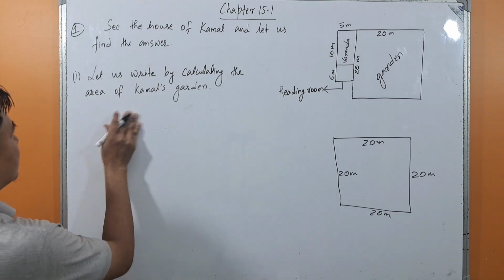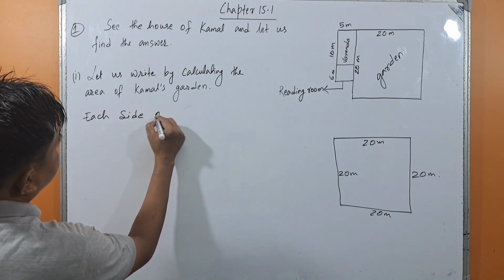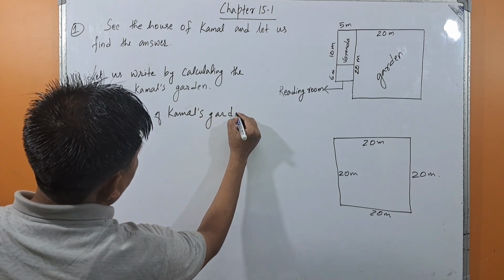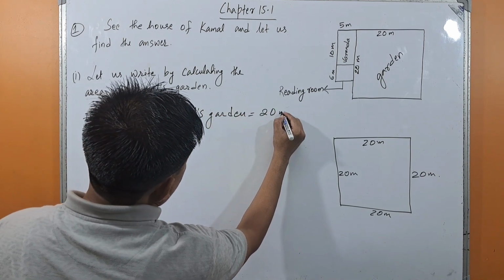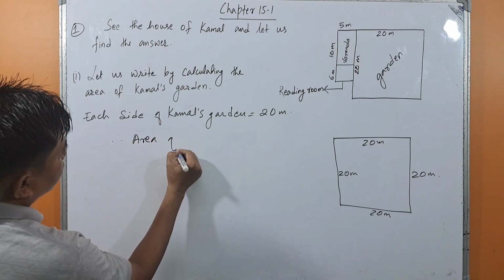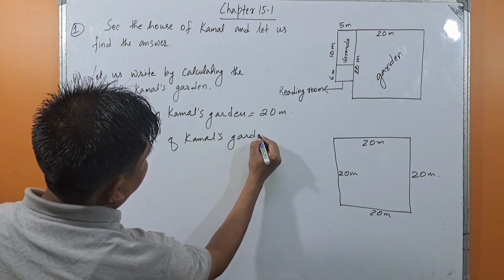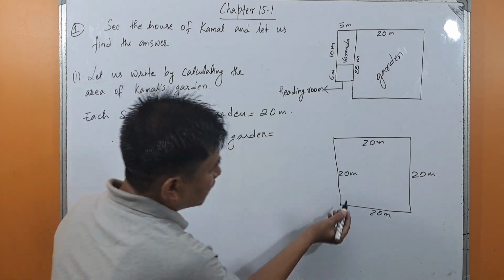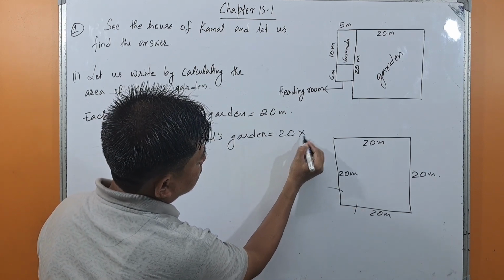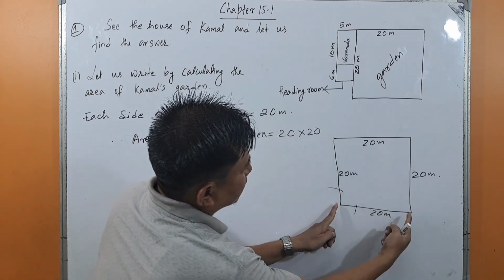So each side of Kamal's garden equal to 20 meter, isn't it? Therefore, area of Kamal's garden equal to, we multiply the adjacent sides. Okay, so 20 into 20. This side is also 20 and this side also 20. We multiply the adjacent sides.